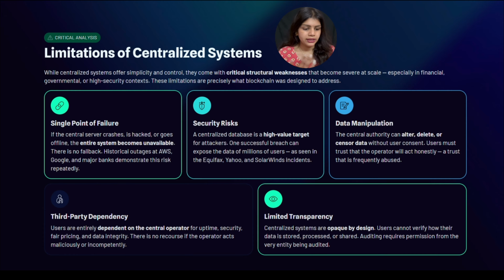Next is data manipulation. The central authority can alter, delete and censor the data without any user consent, so that is also a problem. Then there is third party dependency, where users are entirely dependent on the central operator, and limited transparency. So these are the limitations of centralized systems.